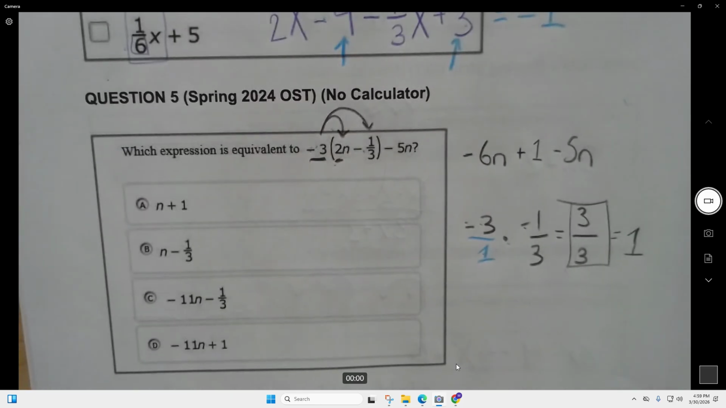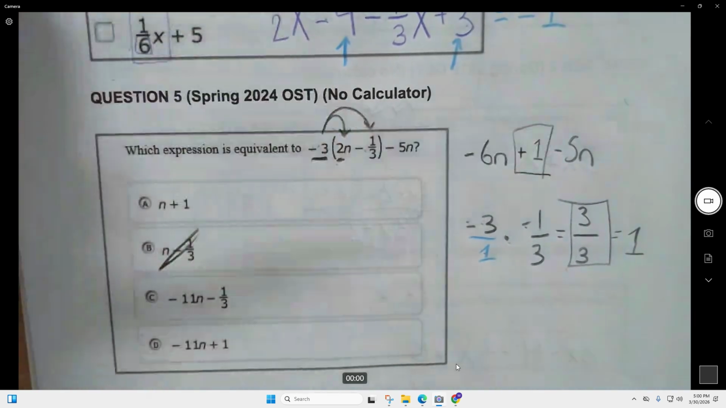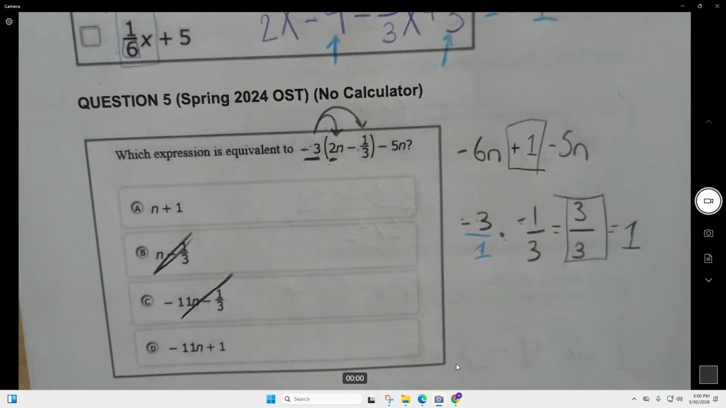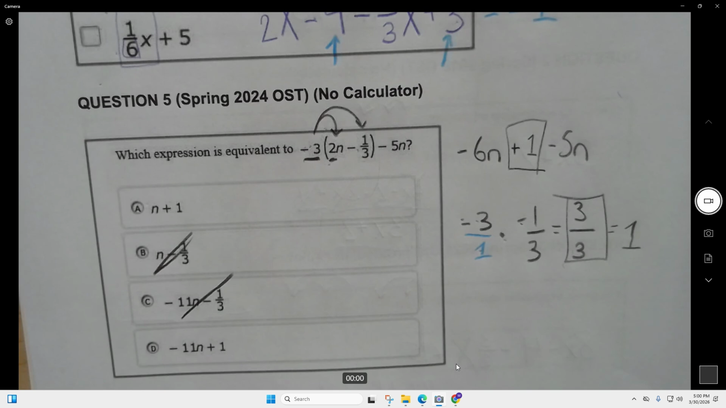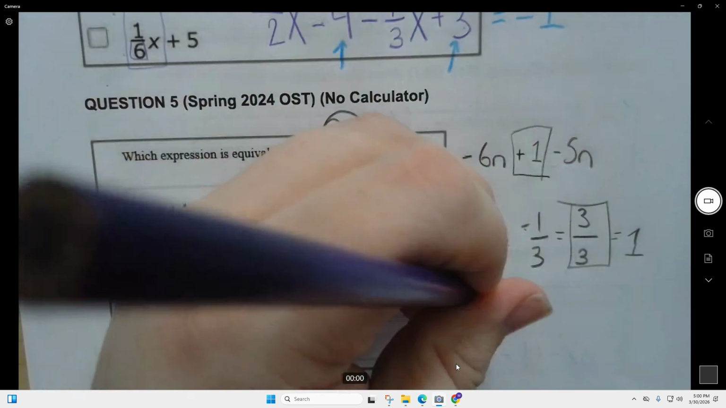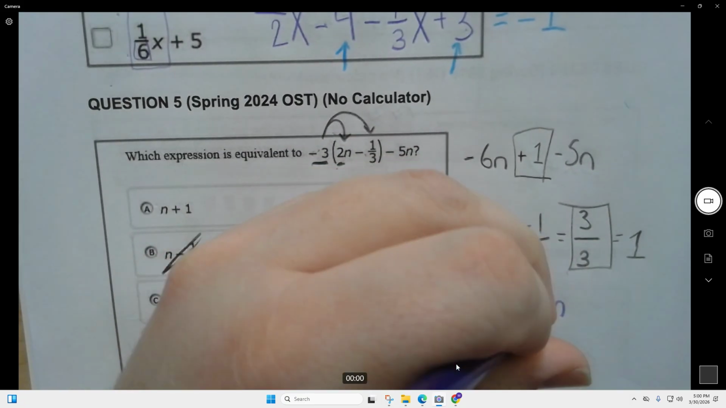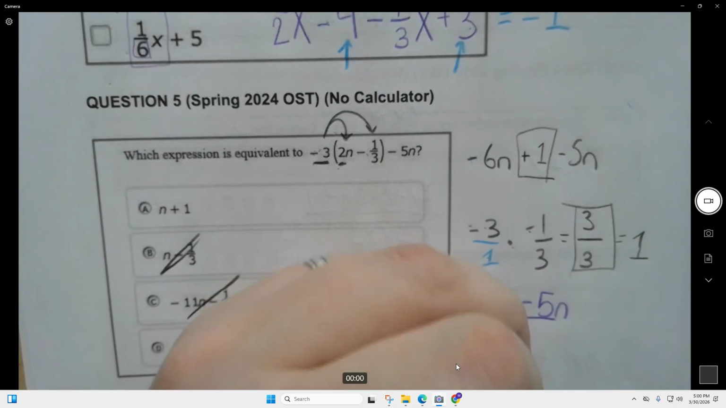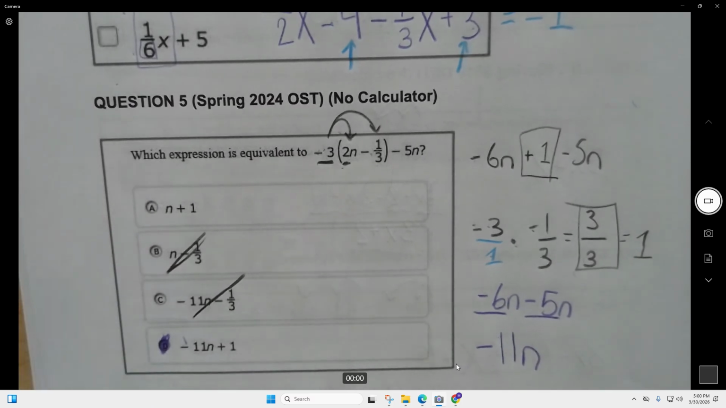Where we're at is we can now eliminate choice B, because we know that we're going to end up with 1 as our constant. We can now eliminate choice C, because we know we're going to end up with 1 as our constant. The question becomes, do we have 1 as our coefficient? Or do we have -11 as our coefficient? -6n minus 5n, -6 minus 5, it gets more negative, so it's -11, which means your answer will be D.